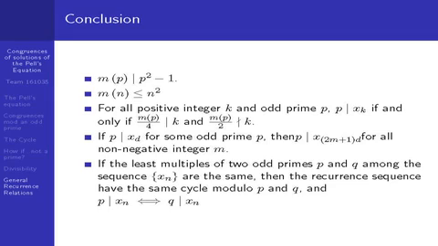And what is more, if there are two primes which have similar properties, when they divide the same cycle and they divide the same least multiple among the sequence, they will necessarily have the same cycle if their least multiples in the recurrence are the same.